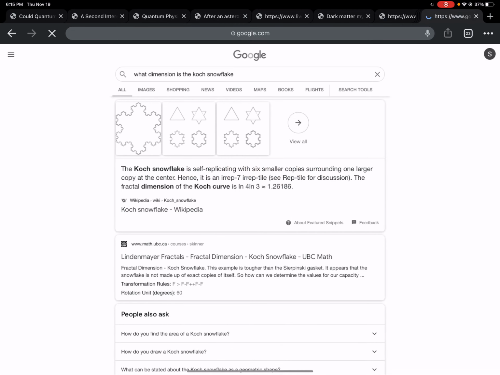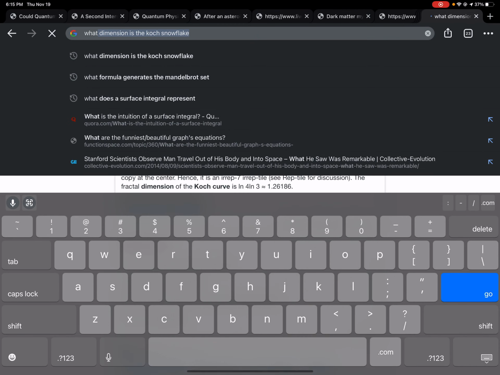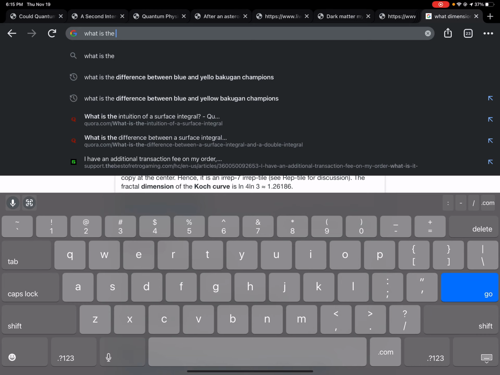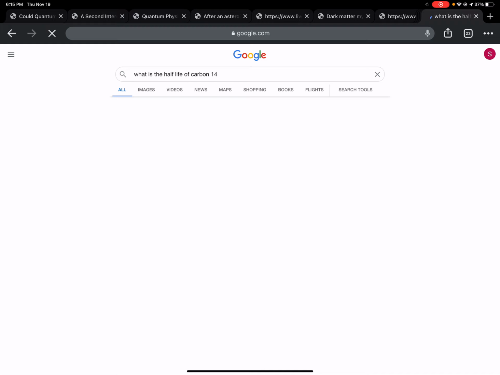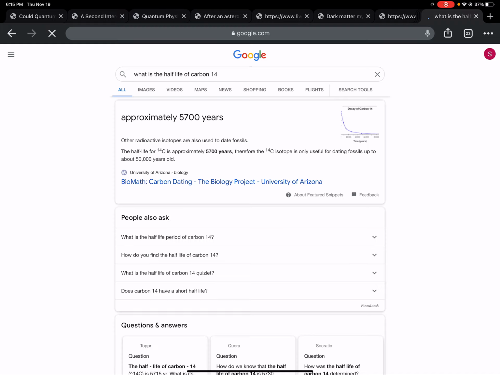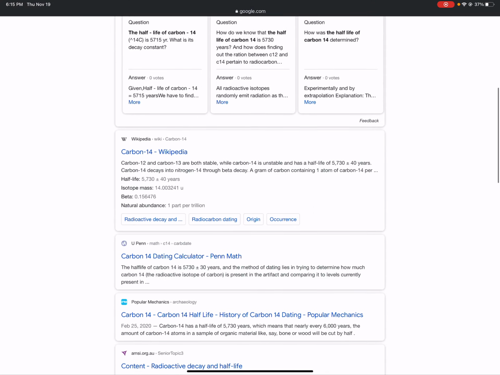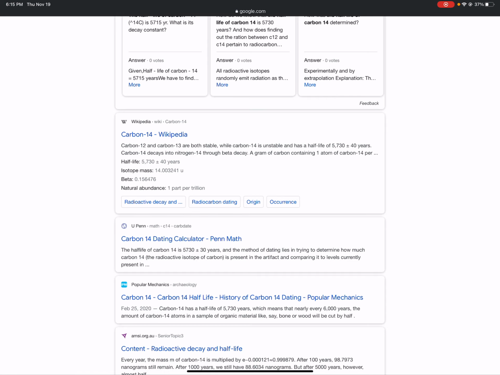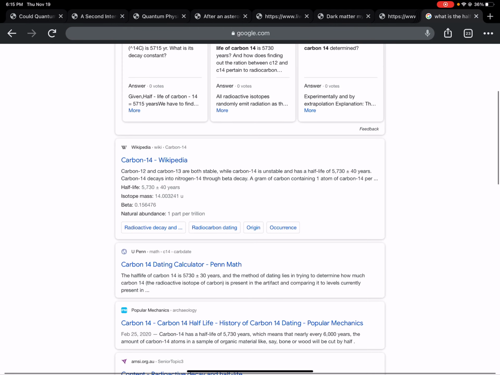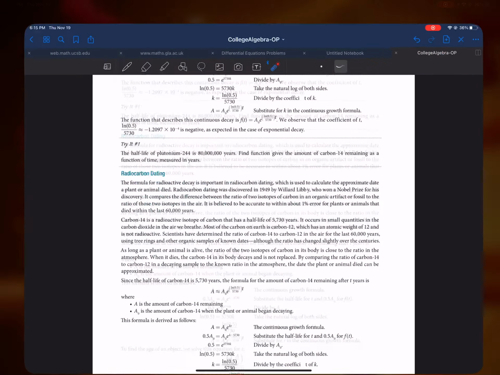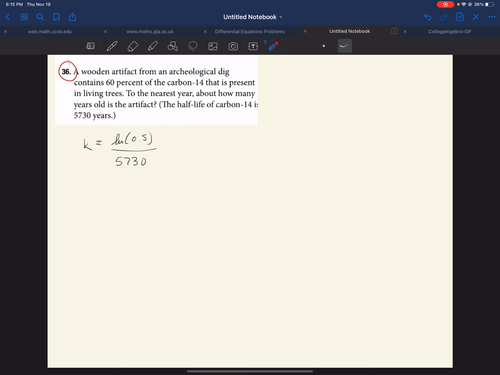As a matter of fact, if I just even went here and said, what is the half-life of carbon-14? Let's see, you can do it. Approximately 5,700 years, but it'll tell you exactly 5,730 years plus or minus 40 years. That's the half-life of carbon-14. So since we know that, that's pretty useful. And so here's what we got.